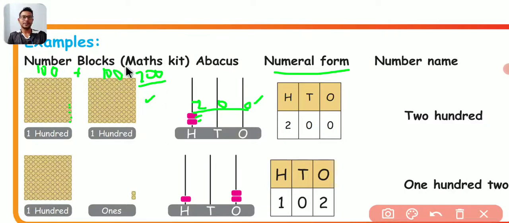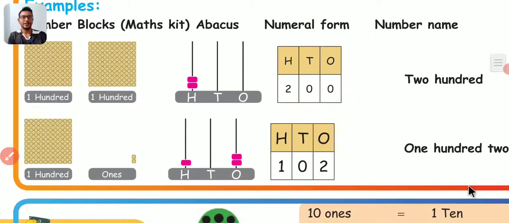So these are the number blocks, that is the Maths kit. In number blocks they are representing 200. In the abacus they are representing 200. In numeral form, they are representing 200. And the number name is two hundred. So in 4 ways they are representing 200. The first way is number blocks, the second way is abacus, the third way is numeral form, the fourth way is number name. In the same way, here we have another example.